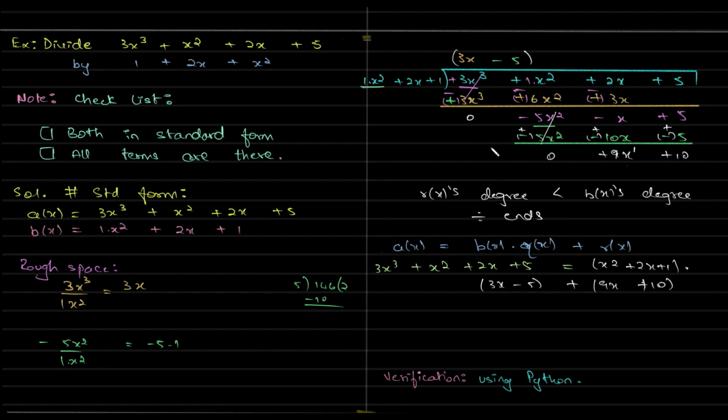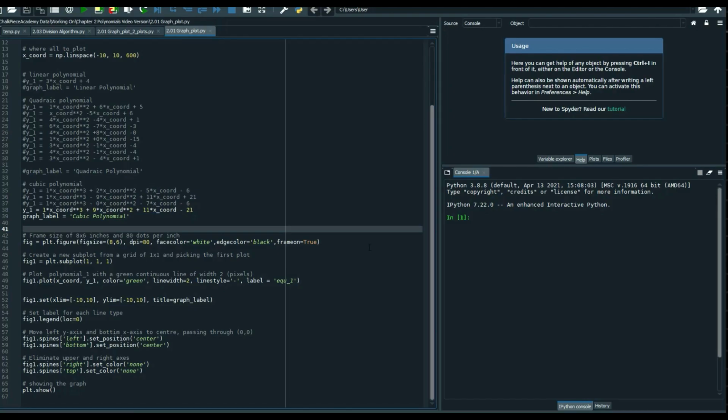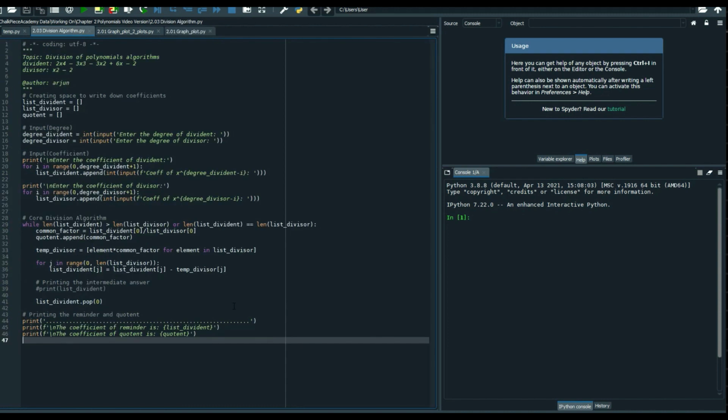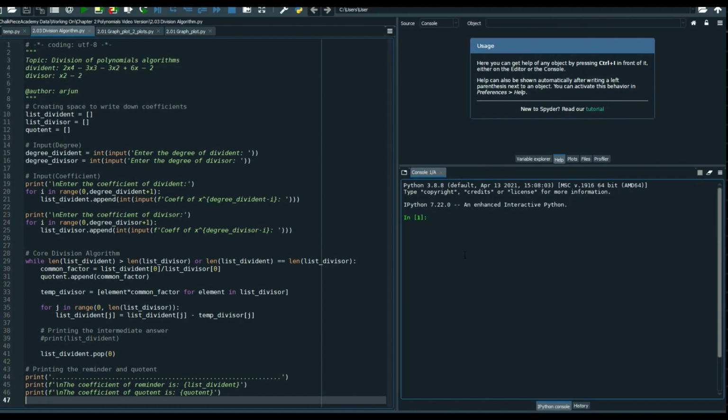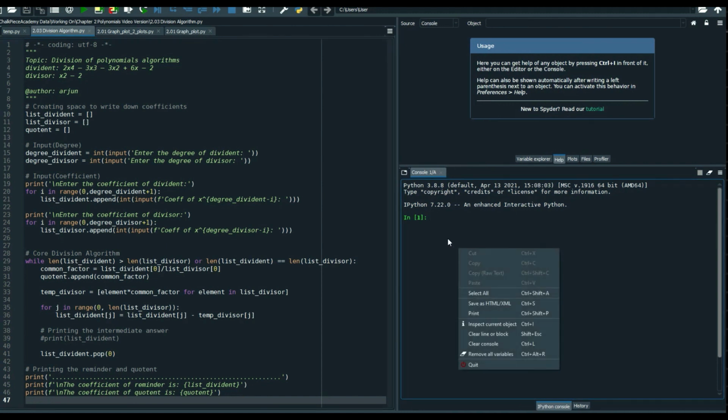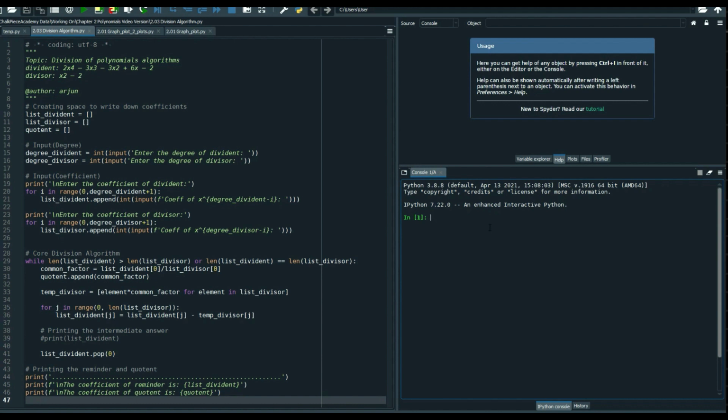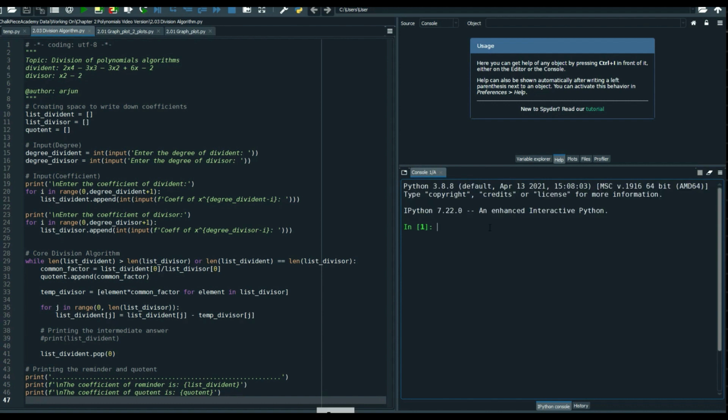So I'm not very confident. So I've programmed this division process as well. So let's look at the division. Apparently I can't zoom in. Okay, I can.